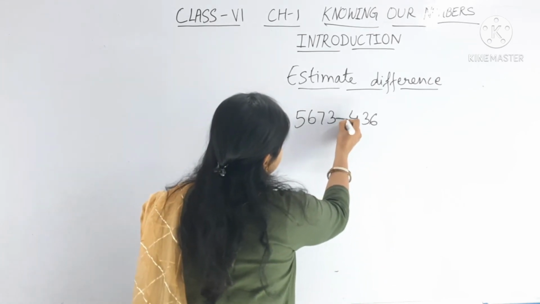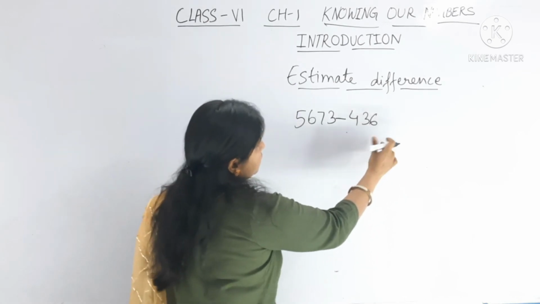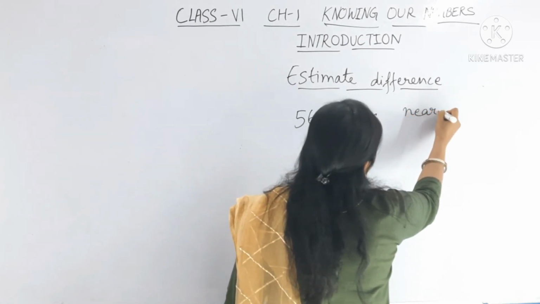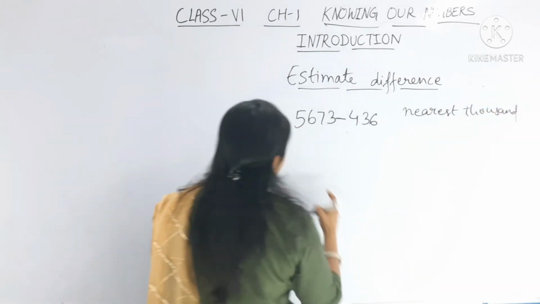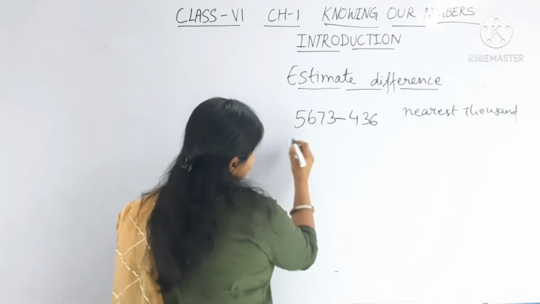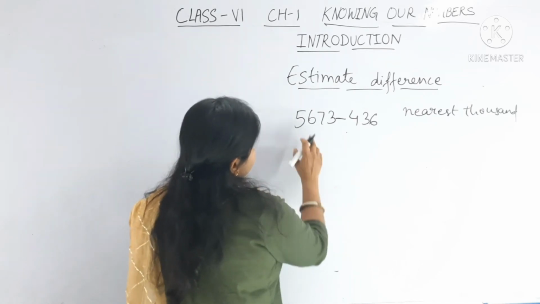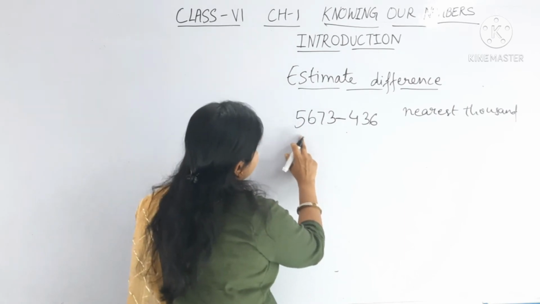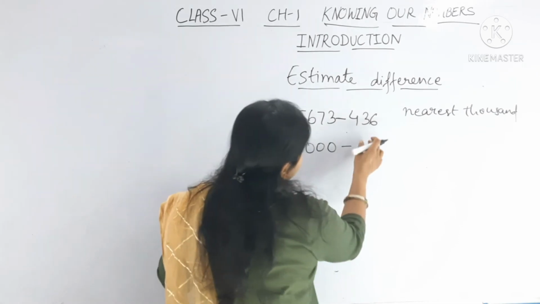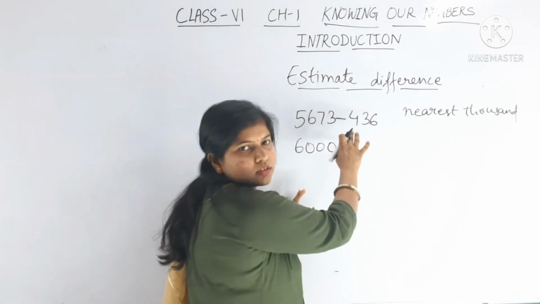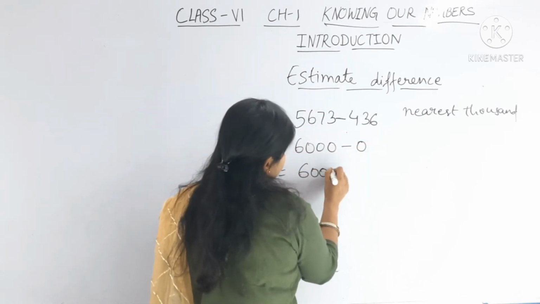How do you estimate the difference? This is 5673 minus 436. If you have to estimate to the nearest 1000, this is the 1000 place, and in the 100 place it is 6. So the 1000 place will be 6000, and minus here there will be no 1000 place, so it will be 0. So what you get? 6000.